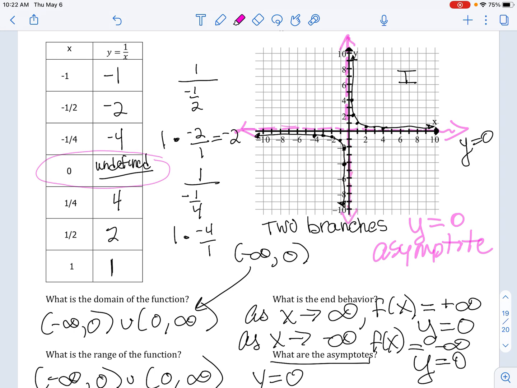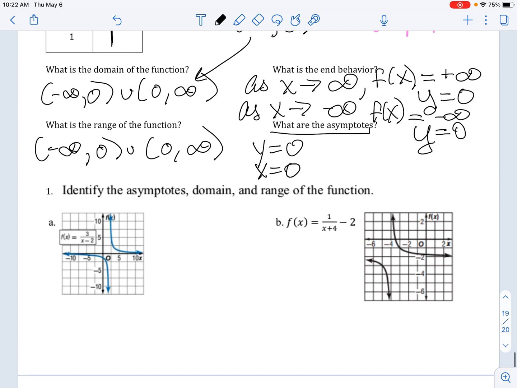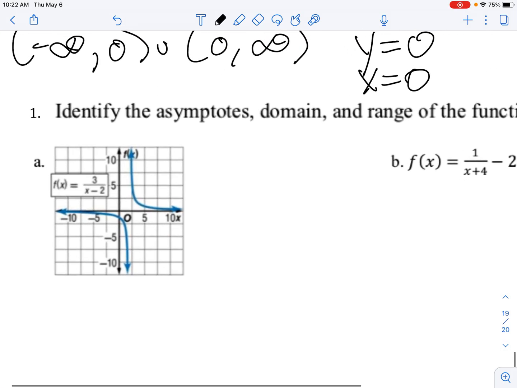Okay, so these are called asymptotes. So x equals 0 and y equals 0. Those are identified as the asymptotes. Okay, so let's try examples 1 and 2, and then you can practice some. Okay, identify the asymptotes, domain, and range of the function.